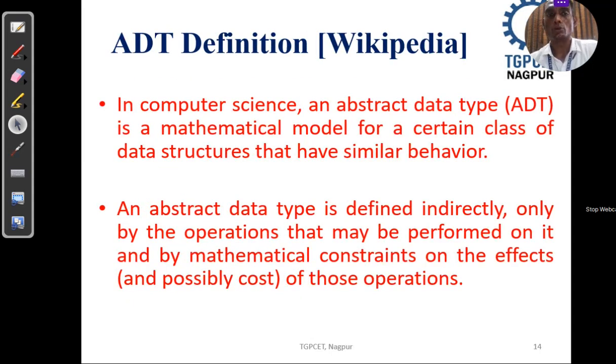If I want to define the abstract data types and I'm using Google or Wikipedia, you will find the classical definition of the abstract data types: it is a mathematical model for a certain class of data structure that has similar behavior. This is kind of a bookish definition, but if we use our three basic criteria to define a data type, the first is a set of the values, which can be applied to all built-in and the abstract data types.